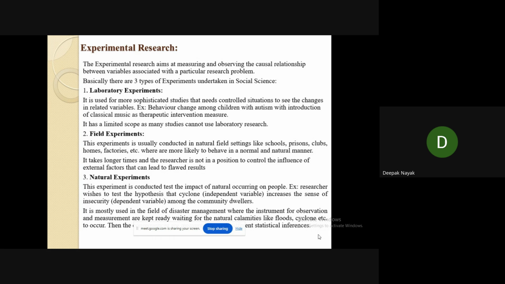In experimental research, the first one is the laboratory experiment. The scope for this kind of experiment is very limited in social science research, because in social science we conduct research among the people, for the people. That's why we cannot put all the people into the laboratory and observe them in a laboratory setting. But still, some, very few, laboratory experiments are conducted.